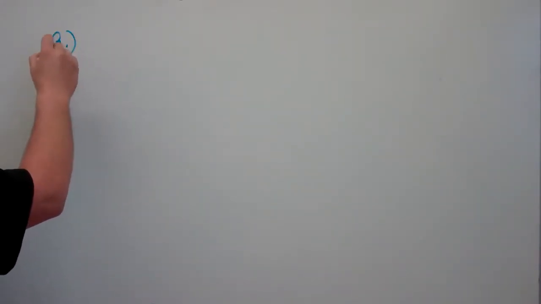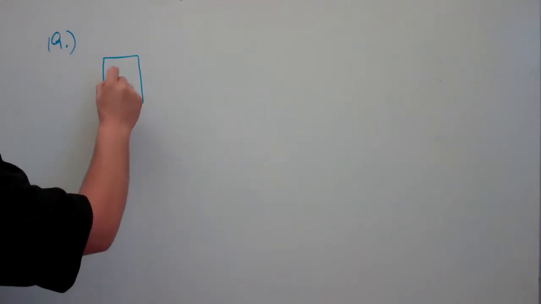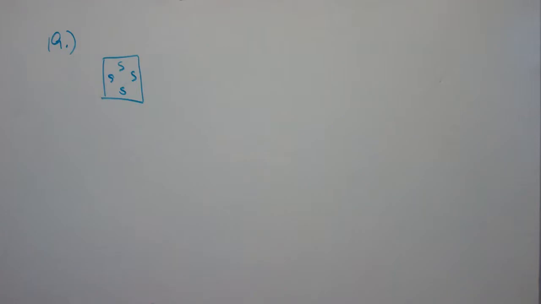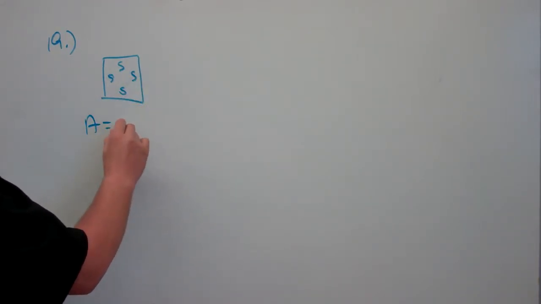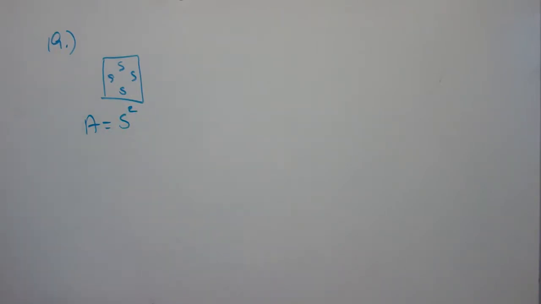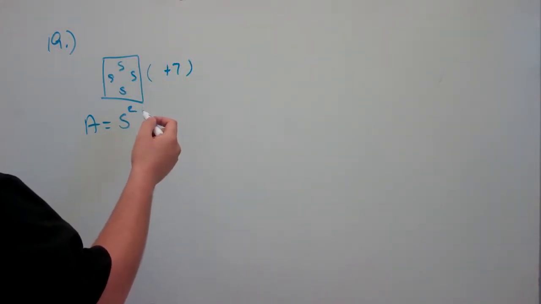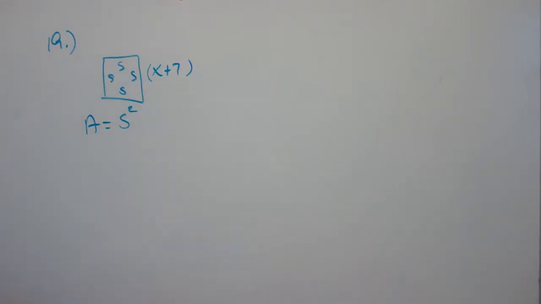Number 19. Tasha is planning the expansion of a square flower garden. There's your key word. A square. We know all the sides are the same length in a square. Alright? We also know the formula for a square is length times width, but since they're both the same, it's just a side length squared. Alright, and she's going to extend them by 7 meters. Alright, we don't know what the original is, but we know we're going to add 7 to it.